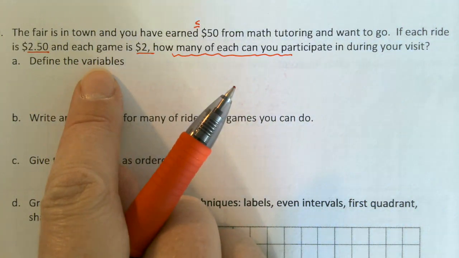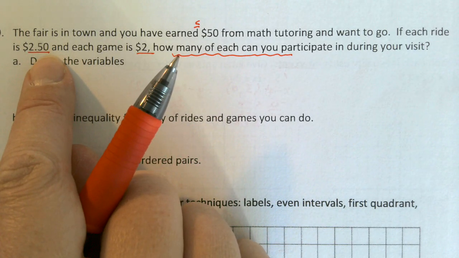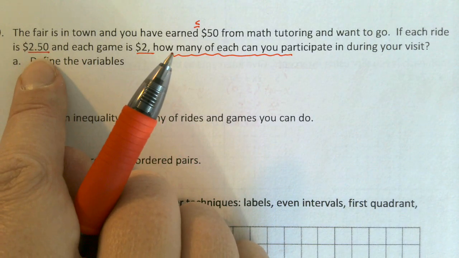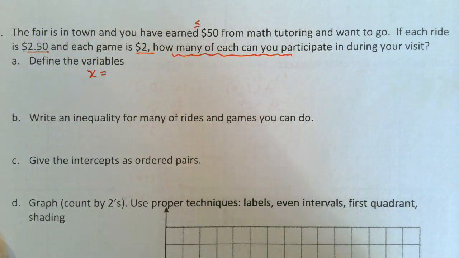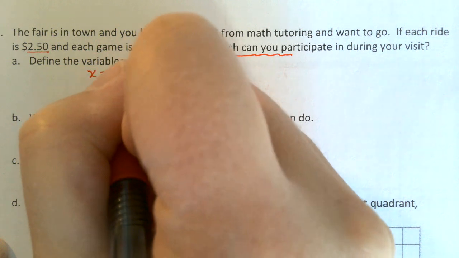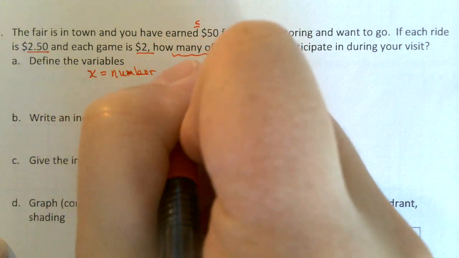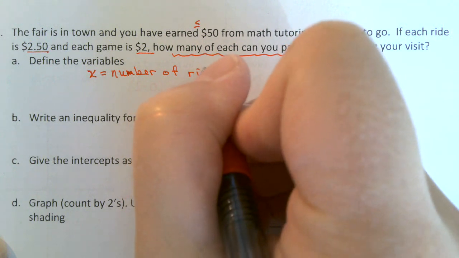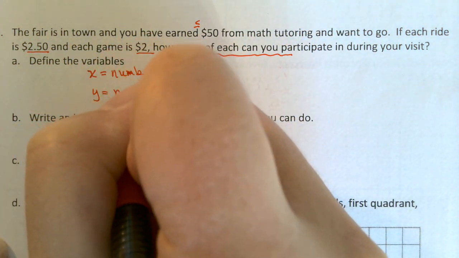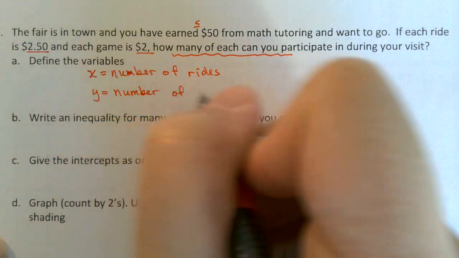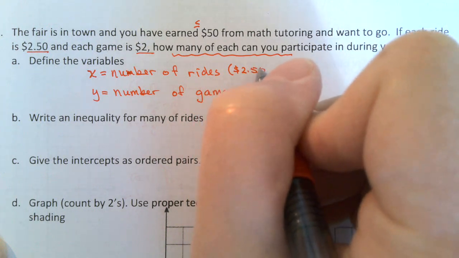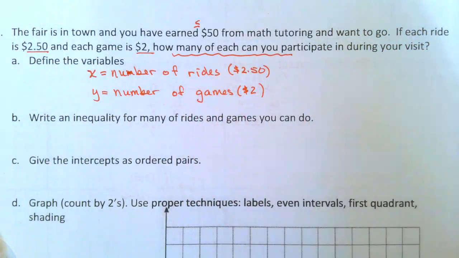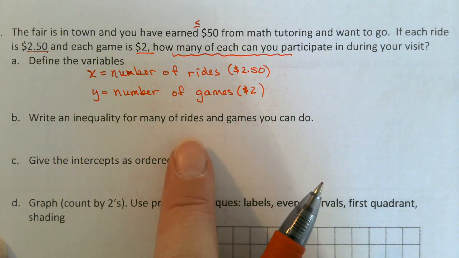How many of each can I do? So what are my variables? I know how much the rides cost, but do I know how many I can go on? No. If I go on 10 rides, wouldn't that be $2.50 times 10? So I'm going to let X, and normally I would use R for rides, but I have to graph it, so I'm going to stick with X and Y. X is the number of rides. You have to quantify your numbers. Number of rides. And Y is the number of games. Now, just to keep myself organized, each ride is $2.50. Each game is $2.